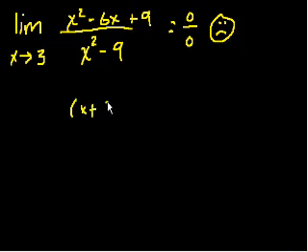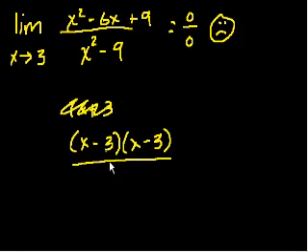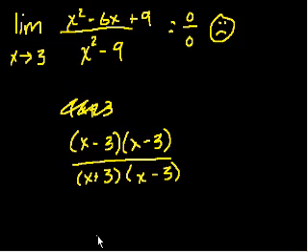So this is the same thing as, let's see, x plus 3. No, x minus 3. That's a minus. So let me scratch that. This is x minus 3. It actually looks like it's x minus 3 squared, but we're just going to write x minus 3 times x minus 3, which is, of course, x minus 3 squared. And then the denominator, you know how to factor these. This is x plus 3 times x minus 3. All right? So the limit as x approaches 3 of this expression is the same thing as the limit as x approaches 3 of this expression.